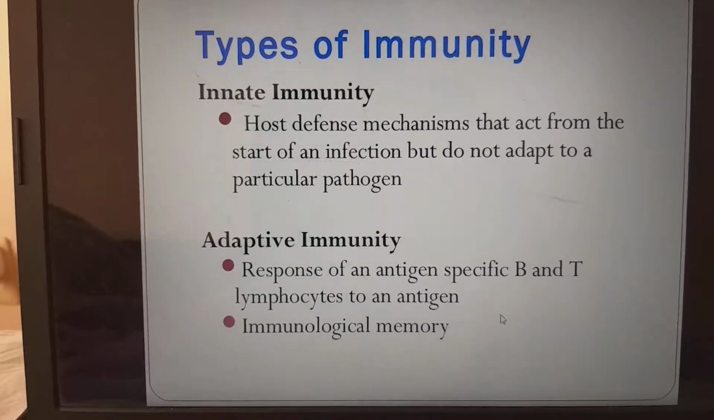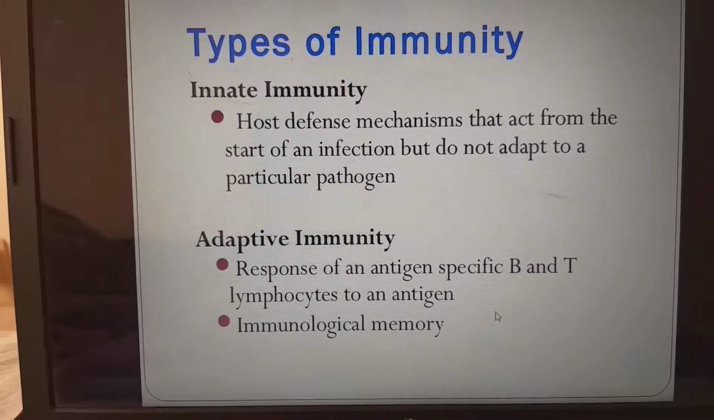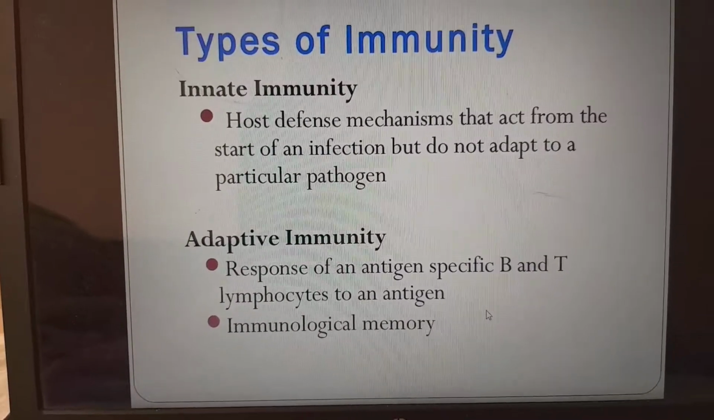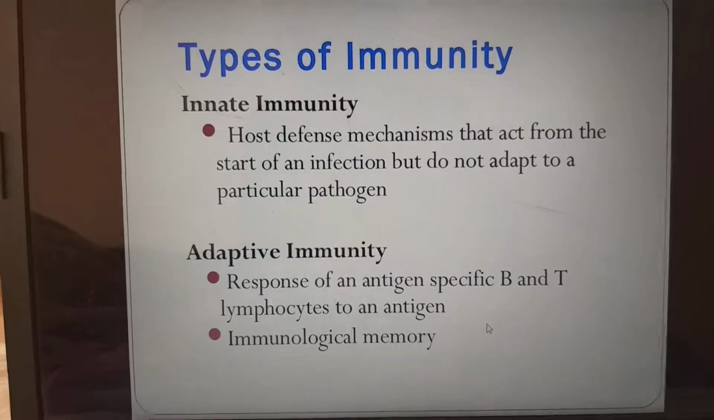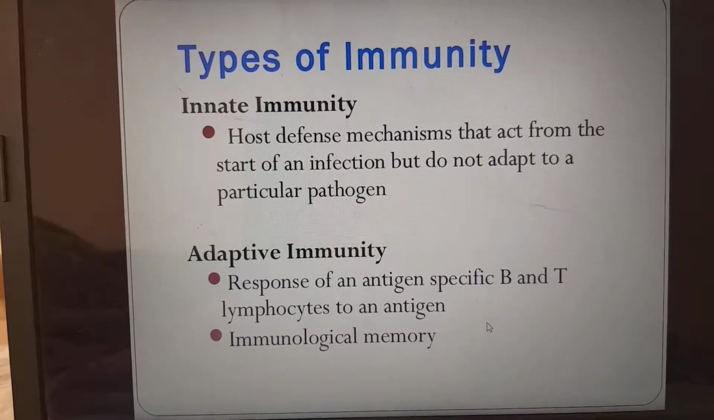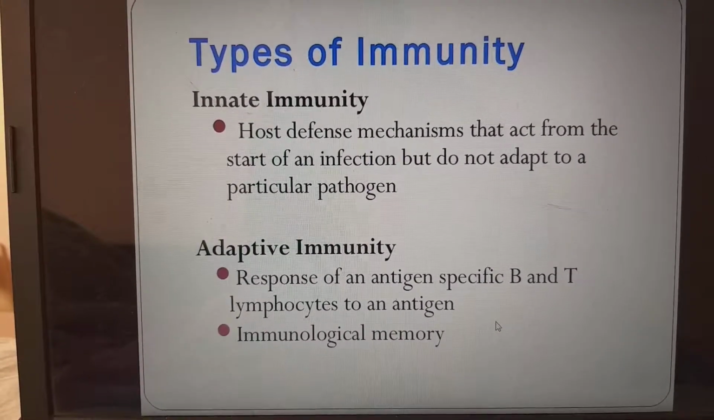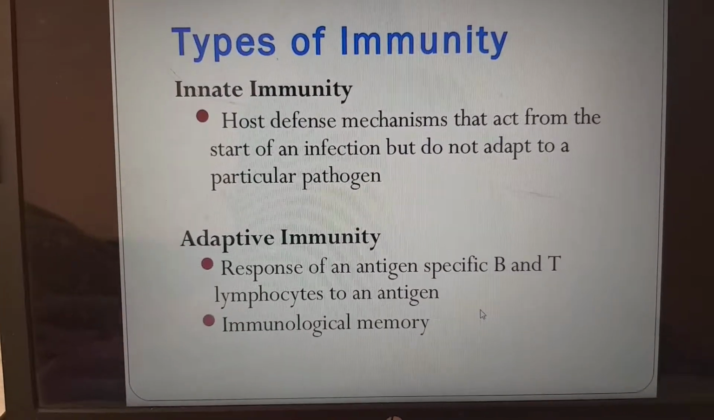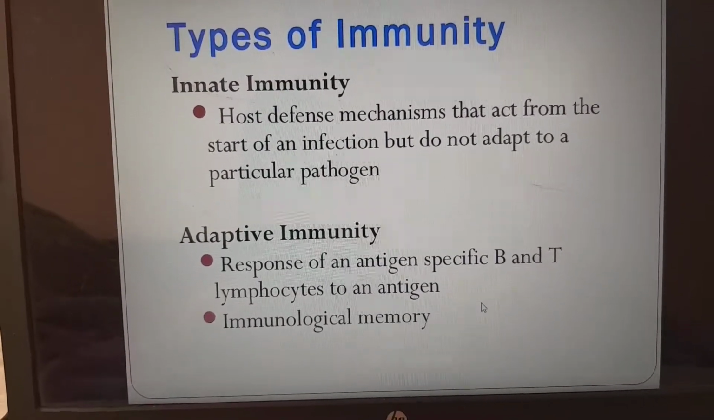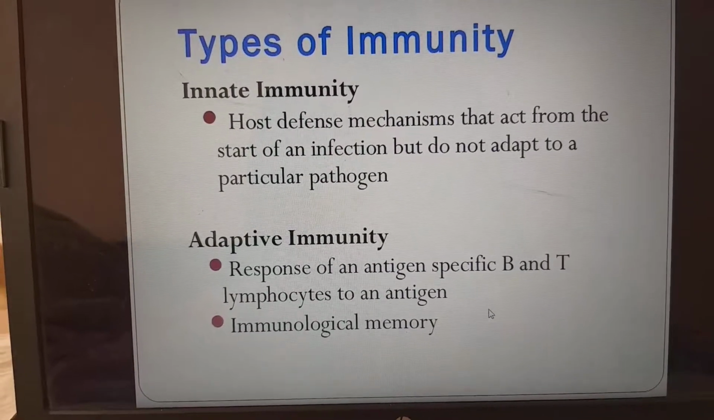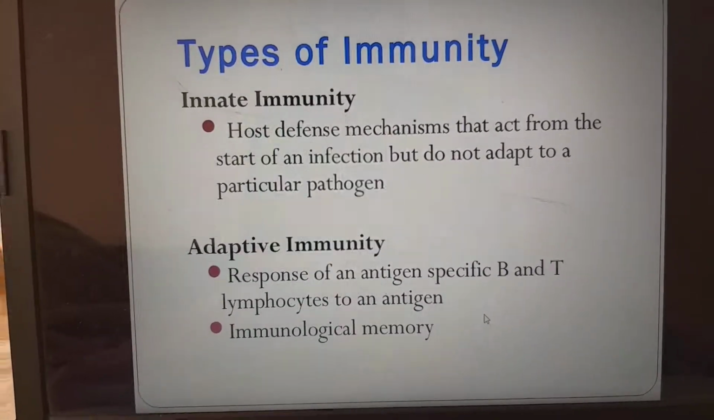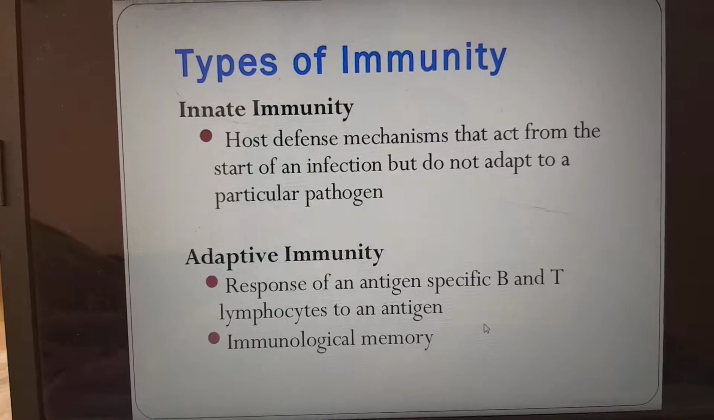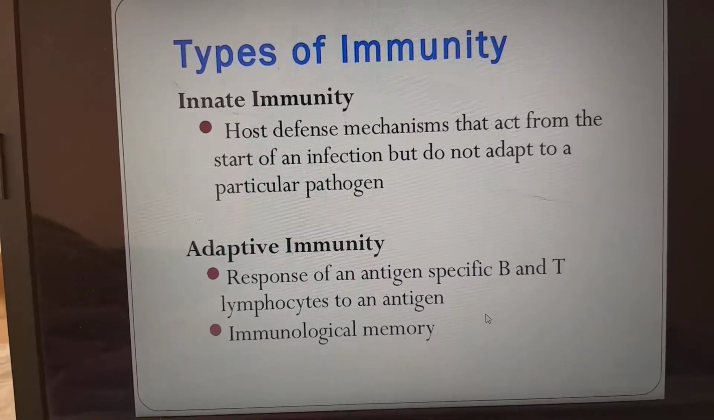Types of immunity. We have innate immunity and adaptive immunity. Innate immunity, or inborn immunity, is the type of immunity present within the body from birth itself. It is the immunity developed by our own body. It is a host defense mechanism that acts from the start of an infection but does not adapt to any particular pathogen. It is like a fixed army present in our body. It will act on whatever pathogen comes into our body.